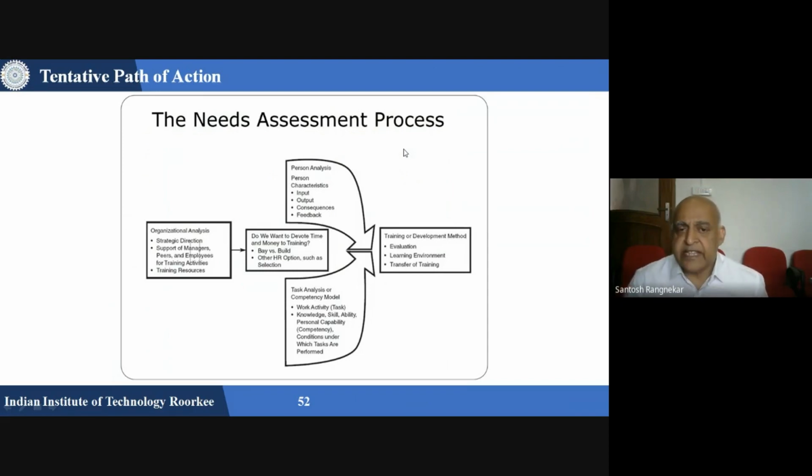So after studying these three transmission organizations, this is the SWOT analysis. Now we will find out the tentative path of action. In the tentative path of action, it becomes important how you are going to make this particular needs assessment process.